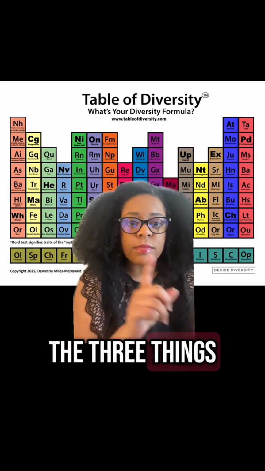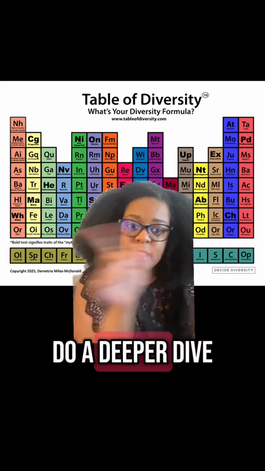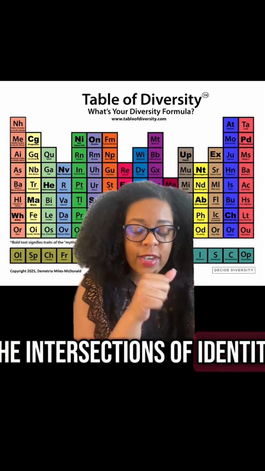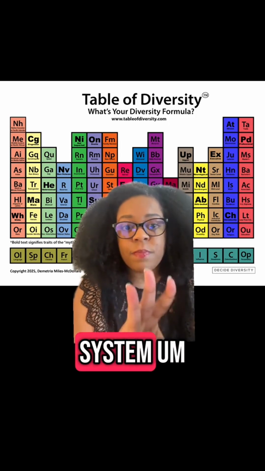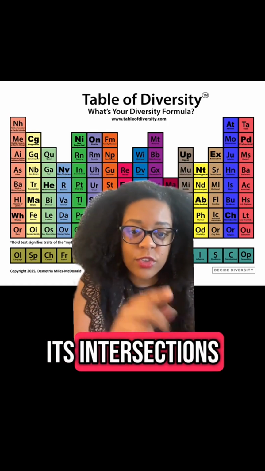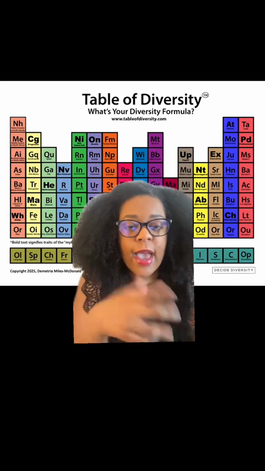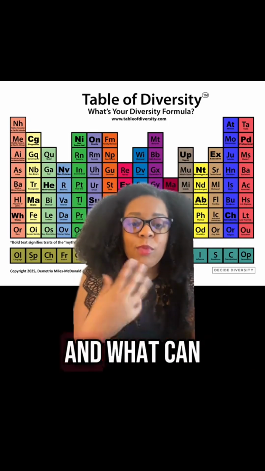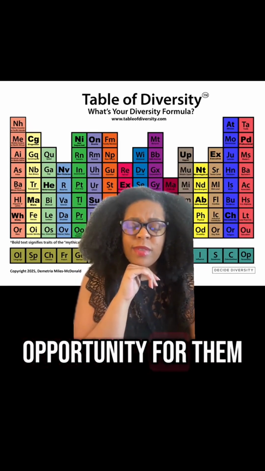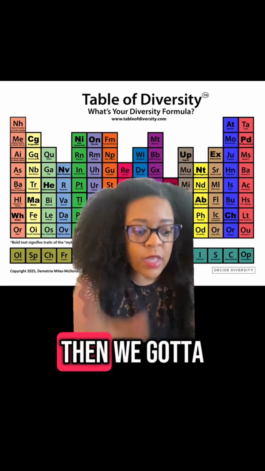So those are the three things. One, expanding our definition of diversity to include all of these things, and we're going to do a deeper dive, don't worry. Two is intersectionality, so looking at the intersections of identity. And three is looking at the system to ensure that as we're looking at each aspect of identity and its intersections, we're really understanding what's their experience in each of these systems. How are they experiencing life, and what can we do to facilitate an opportunity for them to do better? Because we want everyone to thrive. And if some people are not thriving, then we got to do better.